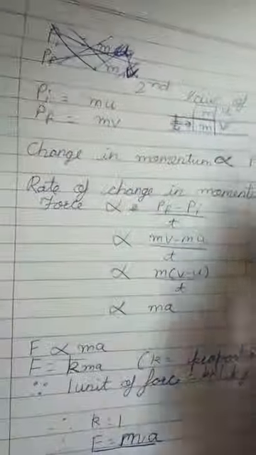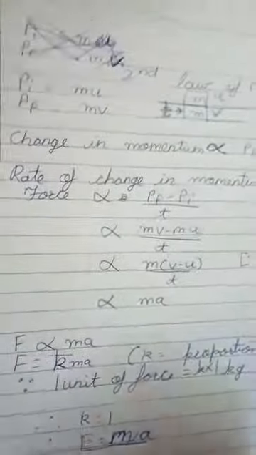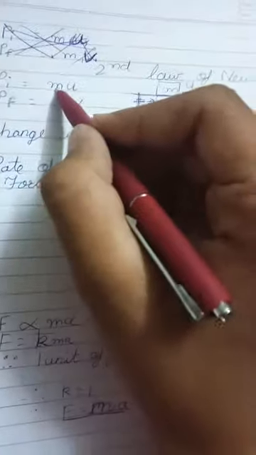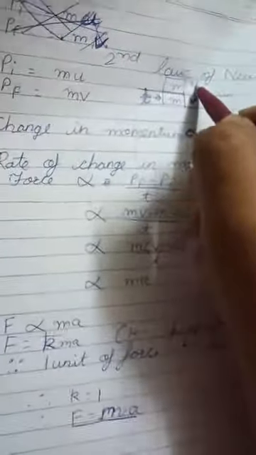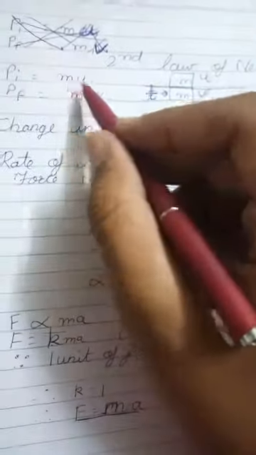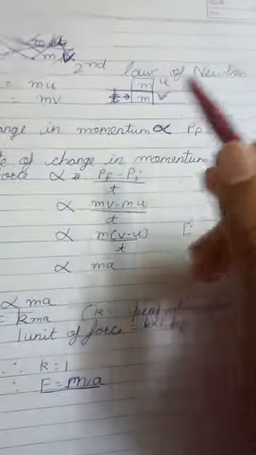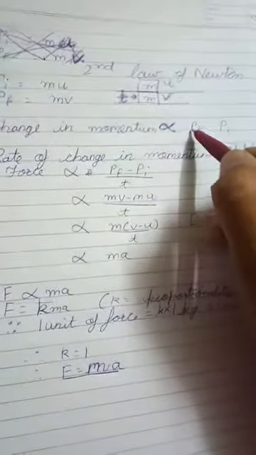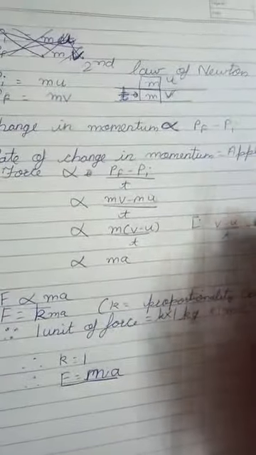Let's write the initial momentum of that object. Initial momentum would be mass into initial velocity, then final momentum would be mass into final velocity. So mu and mv. Now, change in anything means the final of that thing minus the initial of that thing. So change in momentum would be directly proportional to final momentum minus initial momentum.